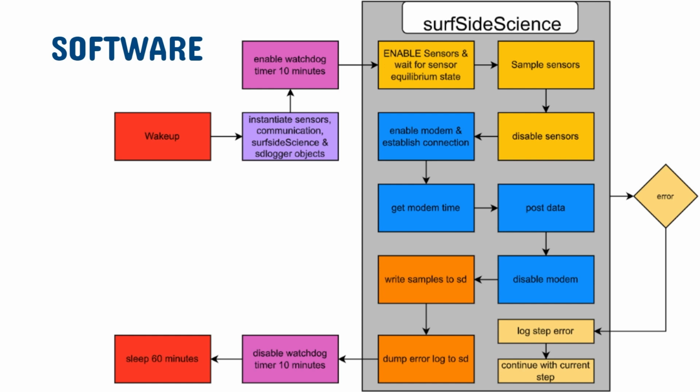Next, in the sample state, data from sensors is sampled 5 times, followed by network connection establishment, data posting to the database, and modem deactivation. Simultaneously, sampled data is written to the SD card, and any errors are logged in the SD card. If errors occur in any state, they are recorded in the SD card. Before transitioning to the sleep state, the watchdog timer is disabled. The ESP32 then enters a 1-hour sleep mode to conserve energy.